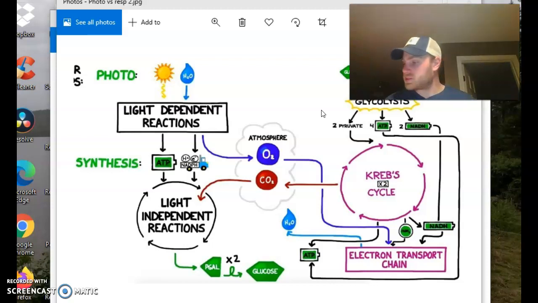Overall, cellular respiration is the process of turning those sugars into energy, and this is where our depleted ATP comes in, and in the process of cellular respiration, we build that ATP back up. Cellular respiration is made up of 3 steps: glycolysis, the Krebs cycle, and then the electron transfer chain.